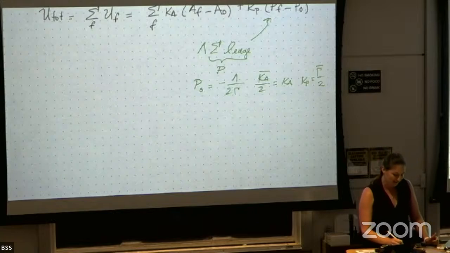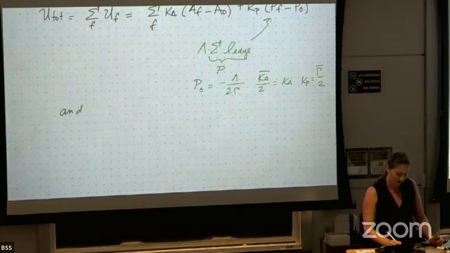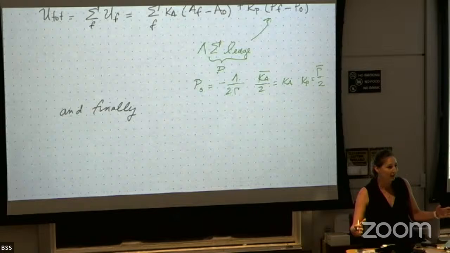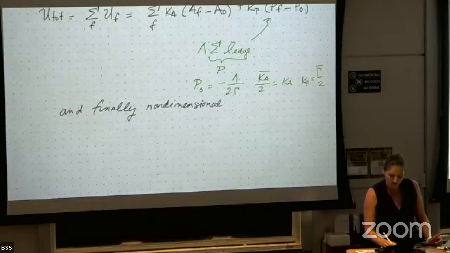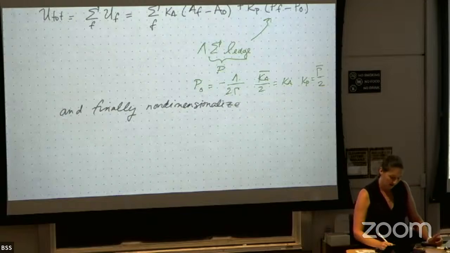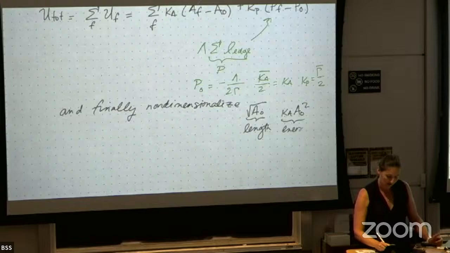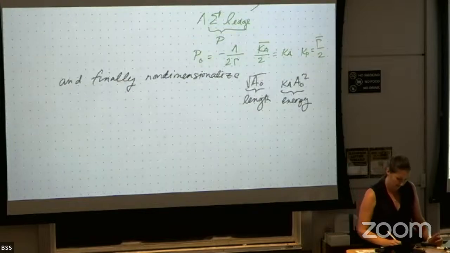So the next thing is that if you're a good engineer or physicist, you always want to non-dimensionalize everything, especially if you're going to simulate it, right? You simulate everything in terms of natural units, okay? So if you non-dimensionalize, then let's scale it by the square root of A naught, which is a length, and something that looks like Ka A naught squared, which has units of energy by our formulation.